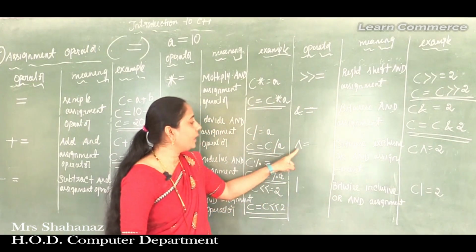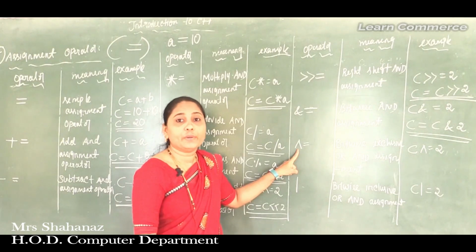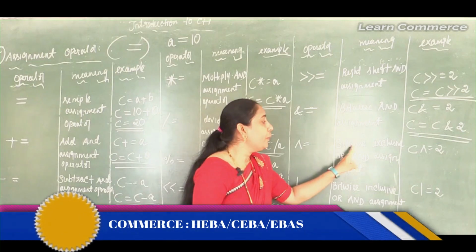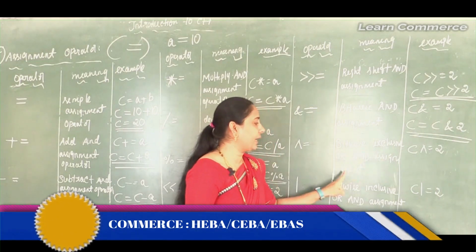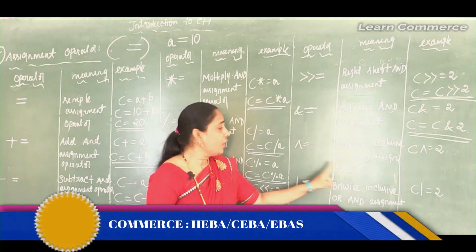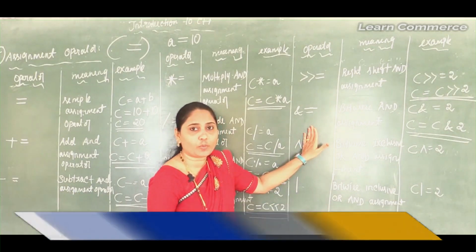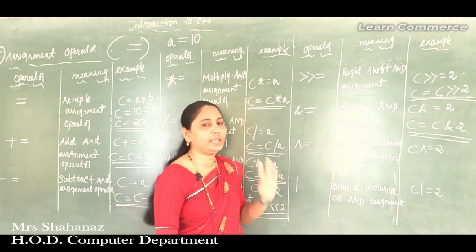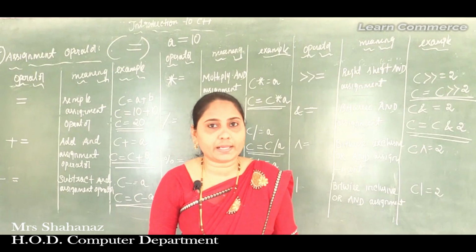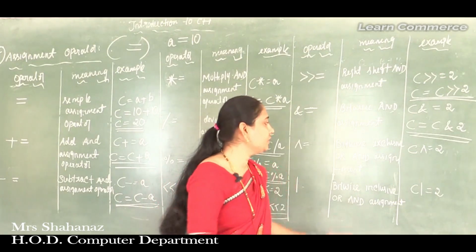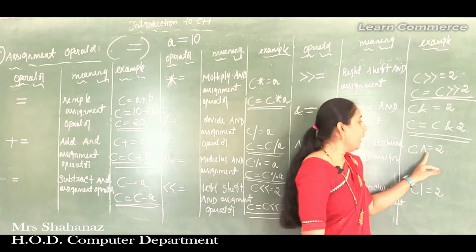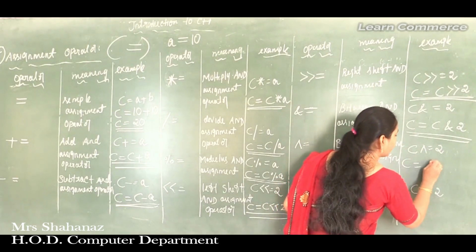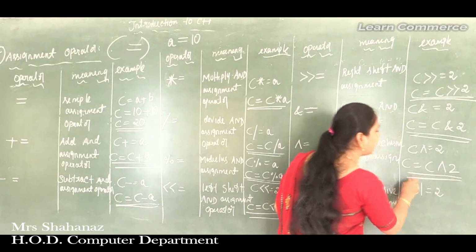And the next one is the bitwise exclusive or, the Xor operator, so we can say the bitwise exclusive or and assignment operator. Just the Xor symbol alone is called the bitwise Xor operator or bitwise exclusive or operator, but if you use equal, it is called the bitwise exclusive or and assignment operator. So C exclusive or equal to 2 means C is equal to C exclusive or 2. This is the full form.